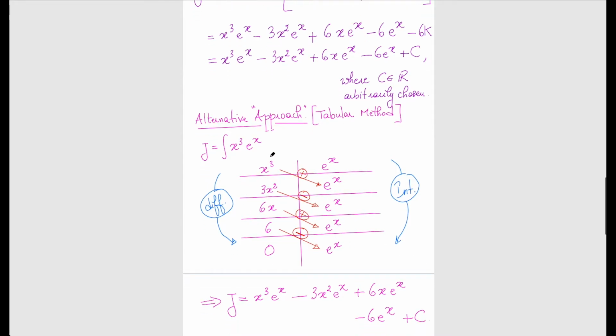So this is useful, and this is applicable whenever you are integrating. I forgot to write dx here, my bad. So whenever you are integrating a polynomial, this is a polynomial.